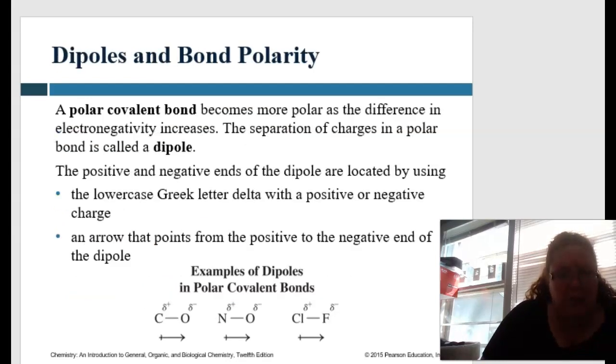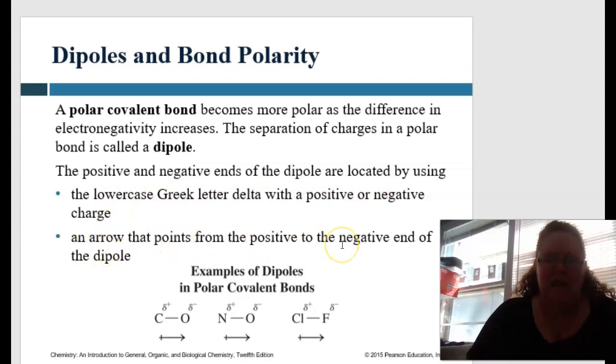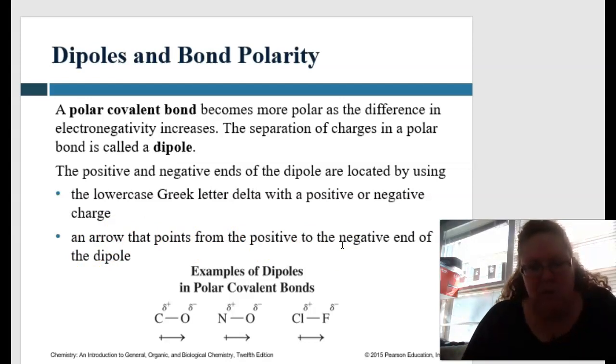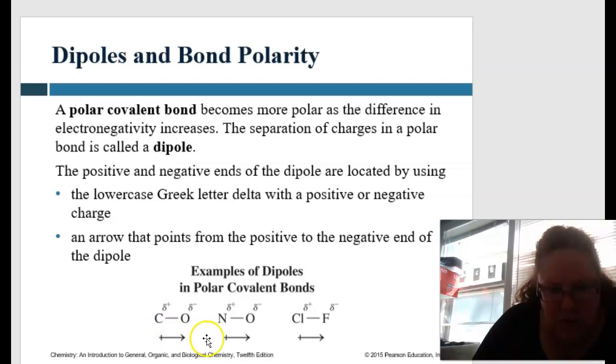When we're talking about dipoles and bond polarities, a polar covalent bond becomes more polar as the difference in electronegativity increases. The separation of charges in a polar bond is called a dipole, and the positive and negative ends of the dipole are located using the lowercase Greek letter delta with a positive or negative charge, and an arrow that points from the positive to the negative end of that dipole. An example here would be carbon to oxygen, the direction of the arrow, nitrogen to oxygen, the direction of the arrow, plus, minus. So you can see that's how we're going to be labeling them.